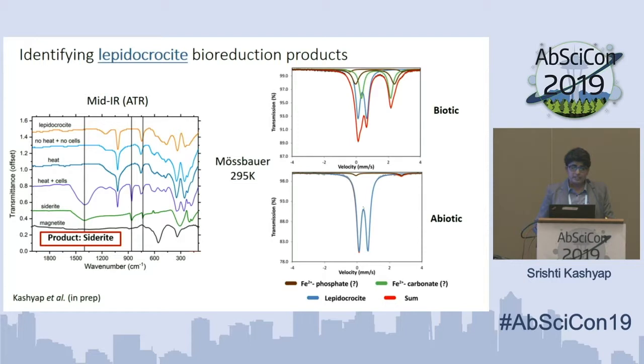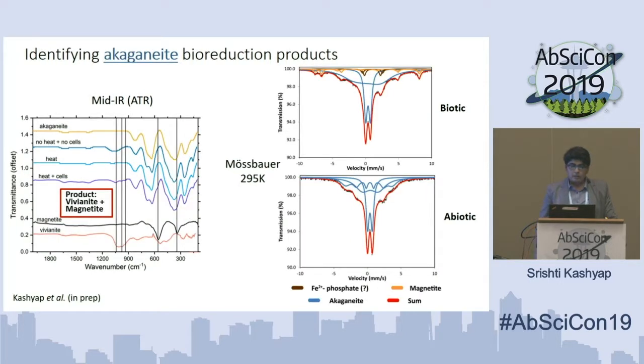With lepidocrocite, instead of magnetite, we see the formation primarily of a ferrous carbonate phase, such as siderite, in the attenuated total reflectance spectroscopy. And in the Mossbauer, we see that same phase, but in addition to that phase, we see minor amounts of ferrous phosphate forming. With akaganeite, we see minor amounts of a ferrous phosphate phase, as well as a minor amount of magnetite, form relative to the abiotic controls.